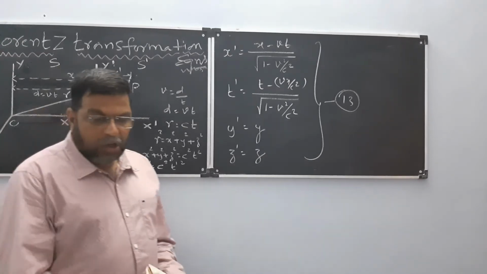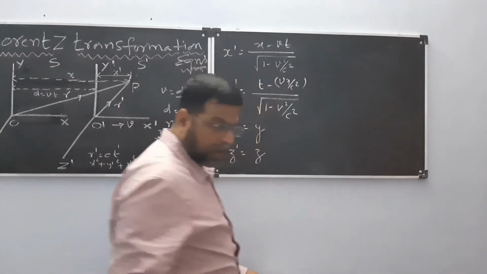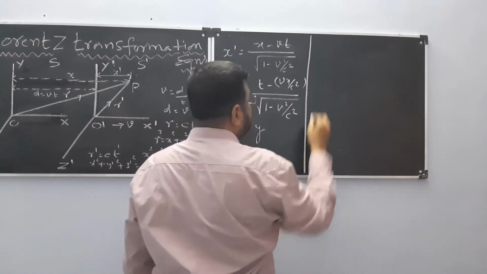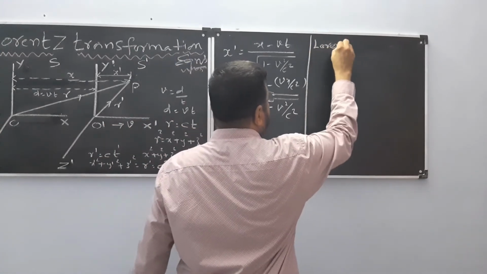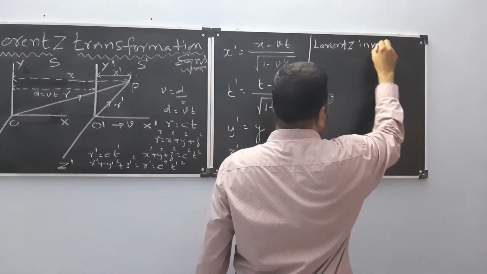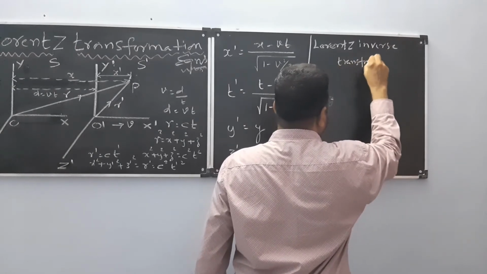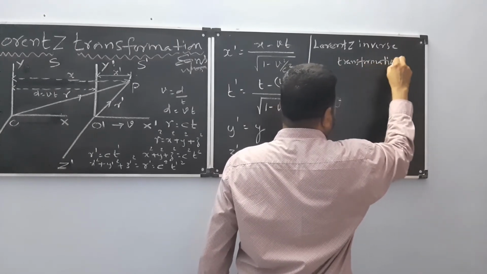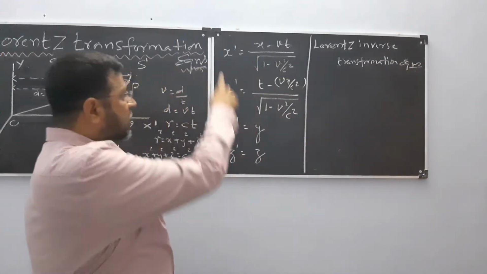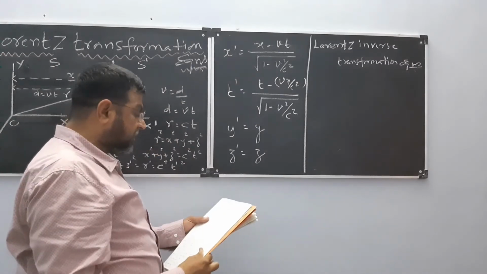And we also have the Lorentz inverse transformation equations. The question will be only to derive the Lorentz equations, but suppose they ask for the Lorentz inverse transformation equations, you need not worry. Just say it is a change in symbol. These are the Lorentz transformation equations, and just a change in symbol will give you the inverse, that's all.